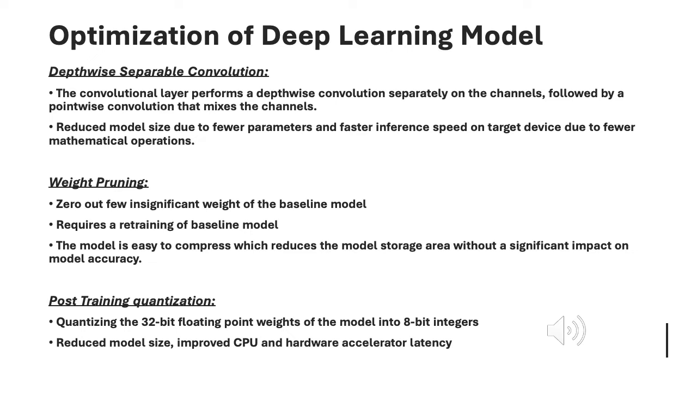Post-training quantization. A model trained on a high-end computer system may not run effectively on a low-power edge device due to hardware constraints. In post-training quantization, the pruned model is further optimized by quantizing the 32-bit floating point weights of the trained model into 8-bit integers. This process not only reduces the model size but also improves CPU and hardware acceleration latency with a little impact on model performance. We apply dynamic range quantization on the pruned model, which statically quantizes the weights.